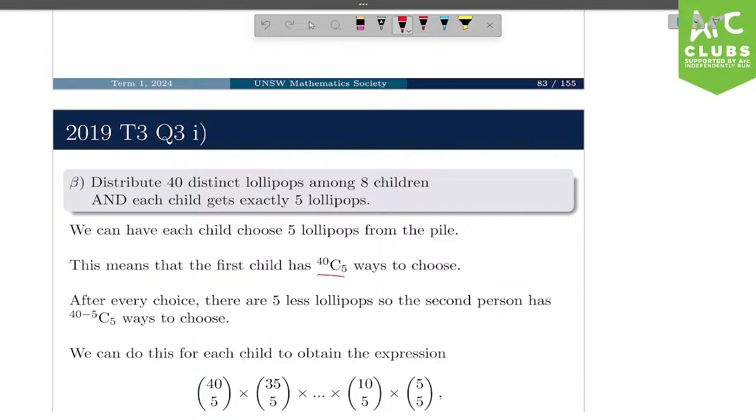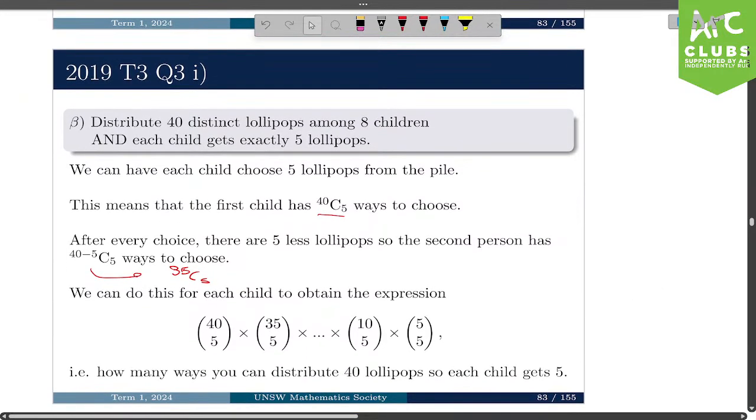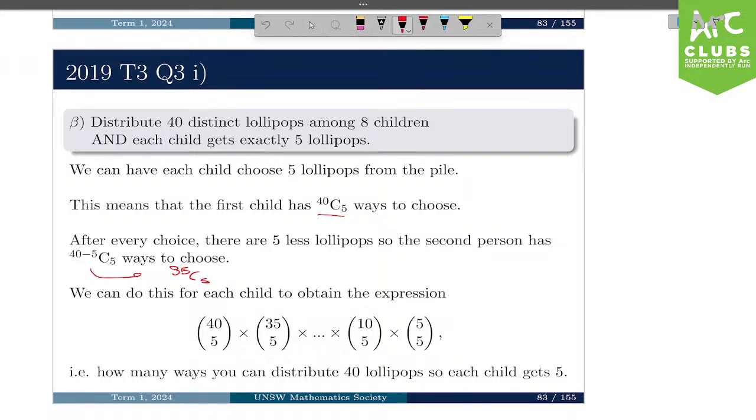And we note that since the first child already picked 5 lollipops, there will be 5 less lollipops to choose from. So we get 35 C 5. And then we keep on doing that all the way until we get the last child, the 8th child, which has to choose 5 lollipops out of the remaining 5 lollipops. So thus, since each event is independent of each other, we can multiply them to get this many ways to give each child exactly 5 lollipops.